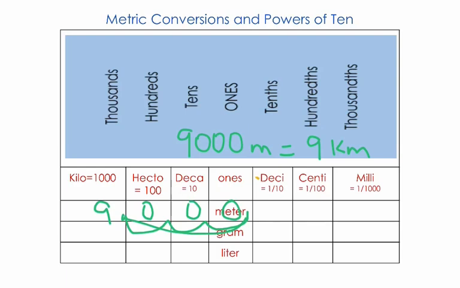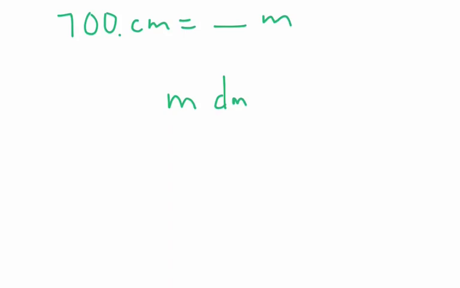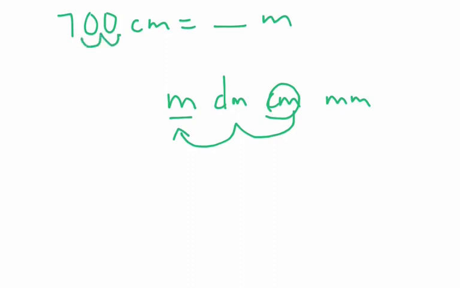We're going to just do a few on the independent practice. Like example number 3, you're trying to convert 700 centimeters into meters. So 700 centimeters, you want to find out how many meters. Well, we know that from meters, we have decimeters, we have centimeters, and we have millimeters. So if you are in centimeters and you want to go to meters, you're going to go 1, 2 to the left. So 1, 2 to the left, you know that equals 7 meters.